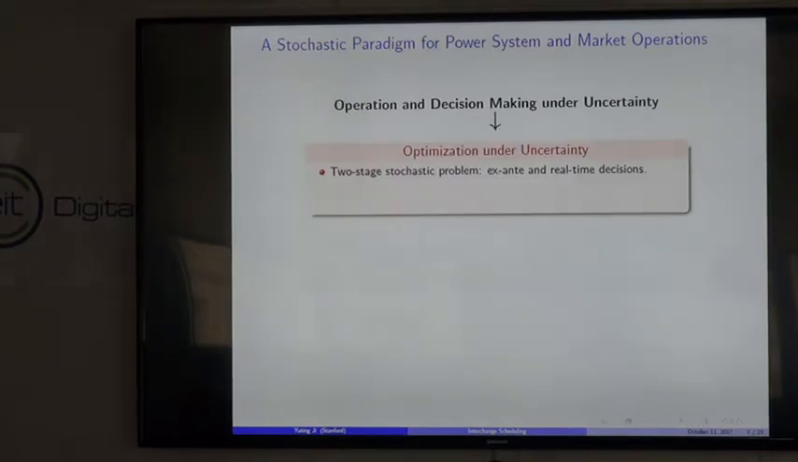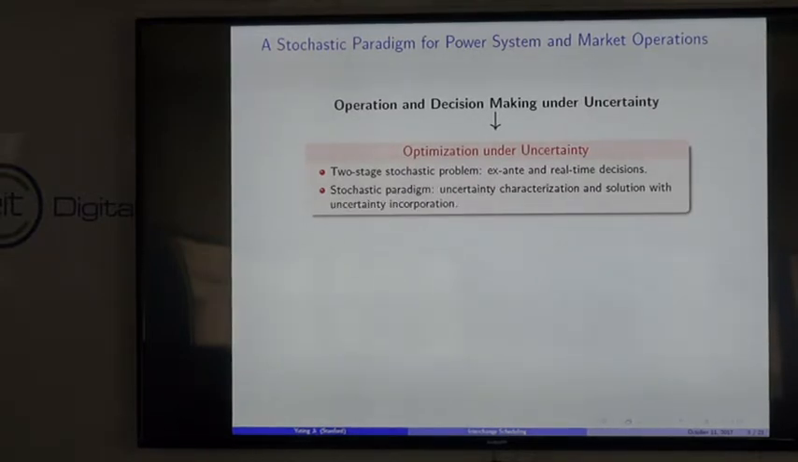For optimization under uncertainty, there is a traditional approach called the two-stage stochastic problem. By that I mean you have to make a decision now, considering the uncertainty in the future. Let's say, it's the dynamic programming thing. This stochastic paradigm has to deal with two components.